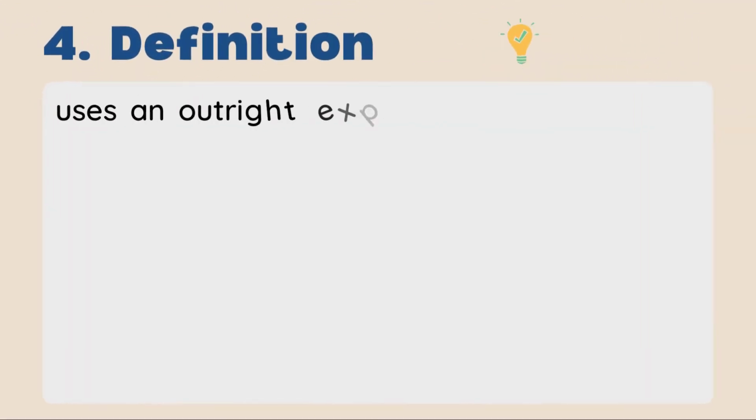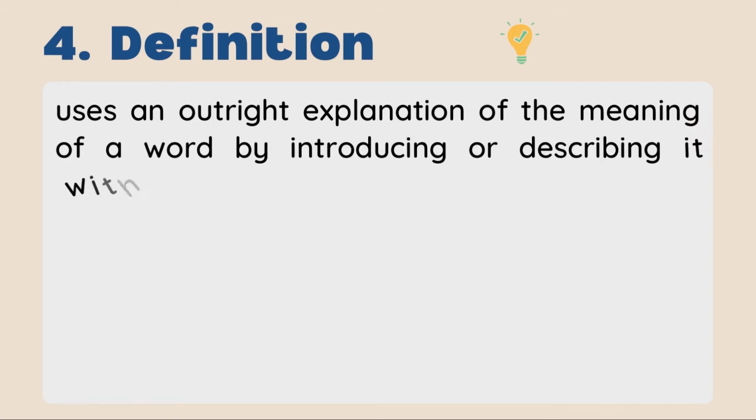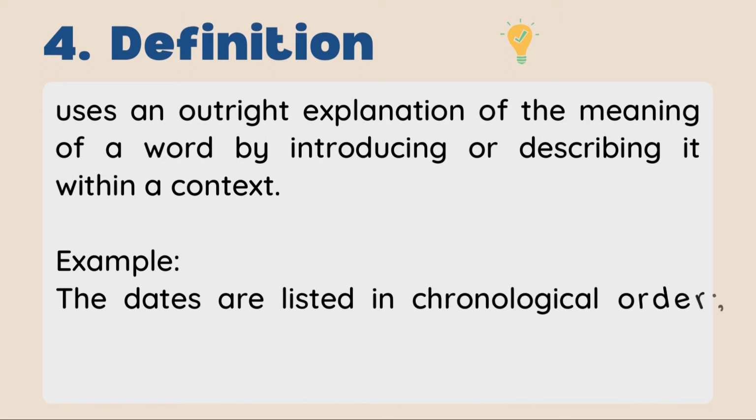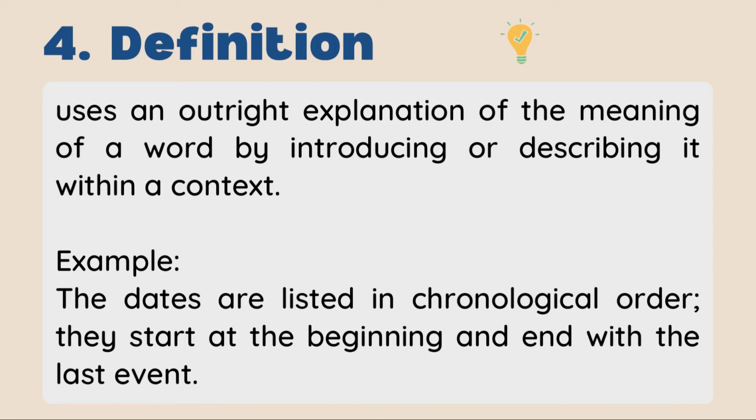Number 4. Definition. It uses an outright explanation of the meaning of a word by introducing or describing it within a context. Example: The dates are listed in chronological order. They start at the beginning and end with the last event. The word described in the sentence is the dates.